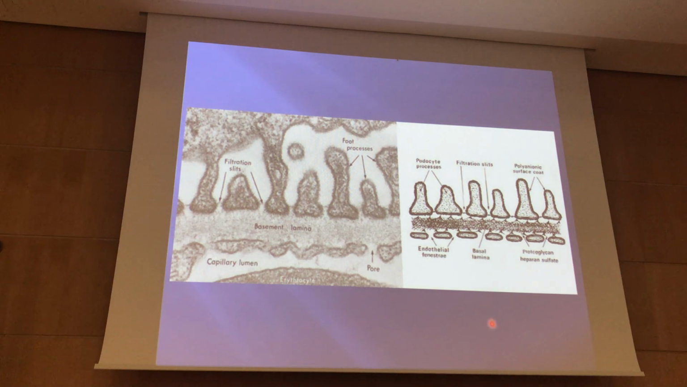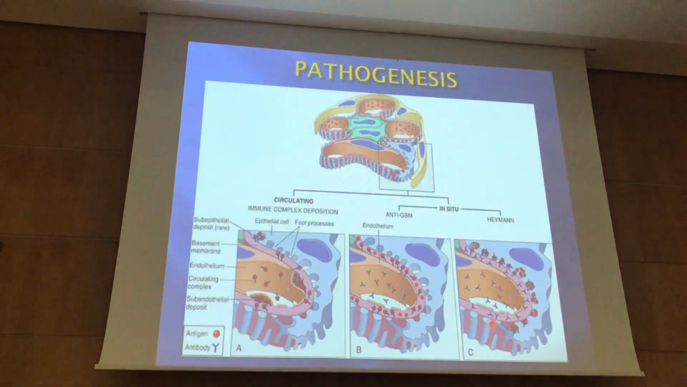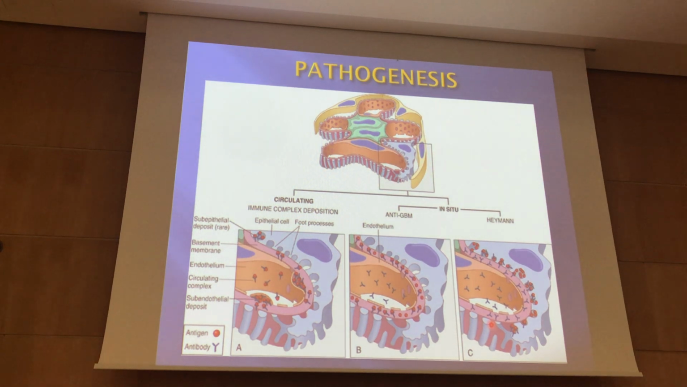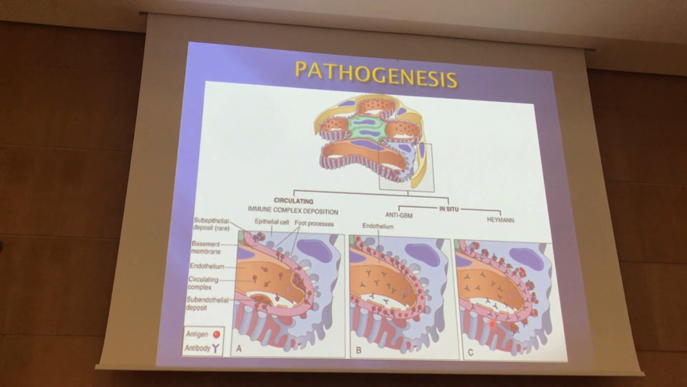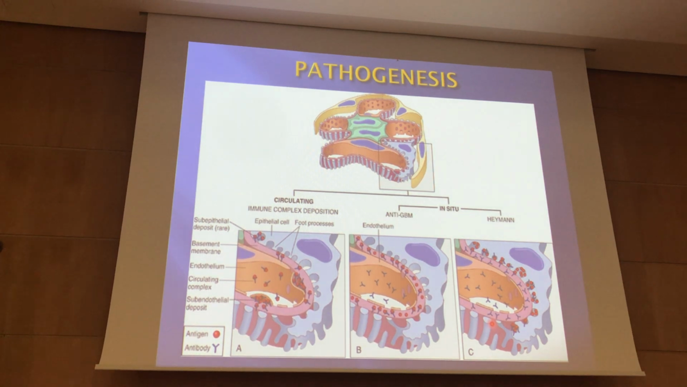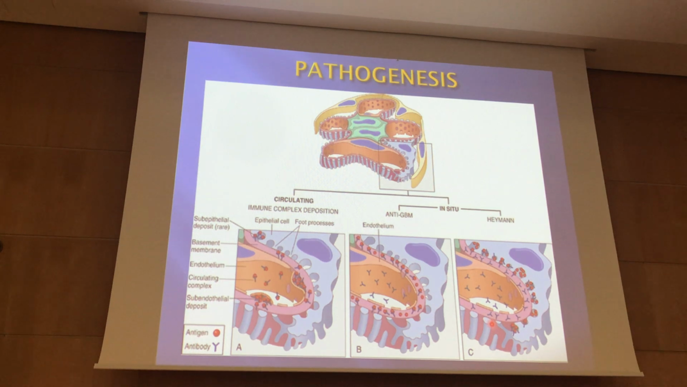Can you just go back to the previous slide? For the one in the middle, the anti-GBM, the whole glomerular basement membrane becomes antigenic. An example of this would be Goodpasture. Okay, so for the other one, the C one, what is an example for this?